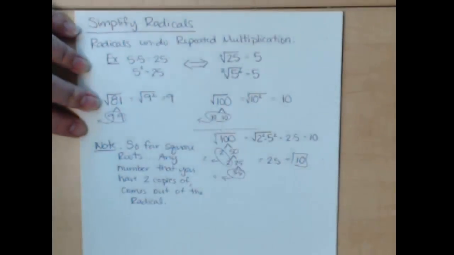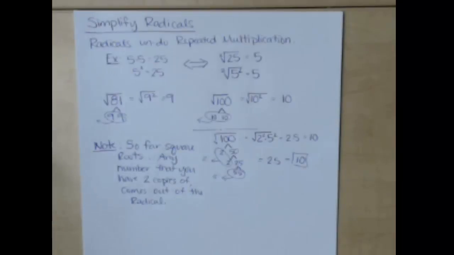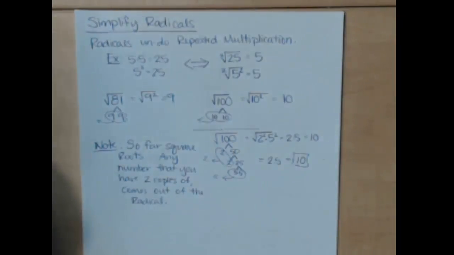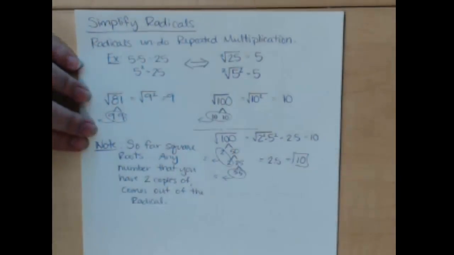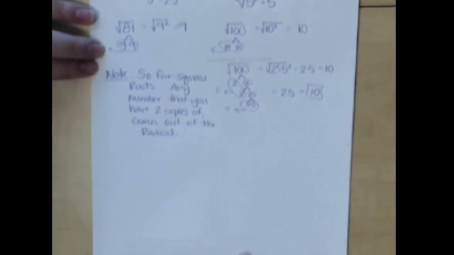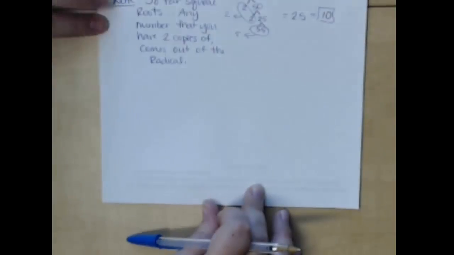Okay, so if we're simplifying square roots, all we have to do is figure out what we have 2 copies of. And if we have 2 copies of it, then we can pull that number out. Right? If we don't have 2 copies of it, then it actually has to stay under the radical. So that's what we're going to look at next. All these examples were perfect squares. So I'm going to look at some that are not perfect squares, right?